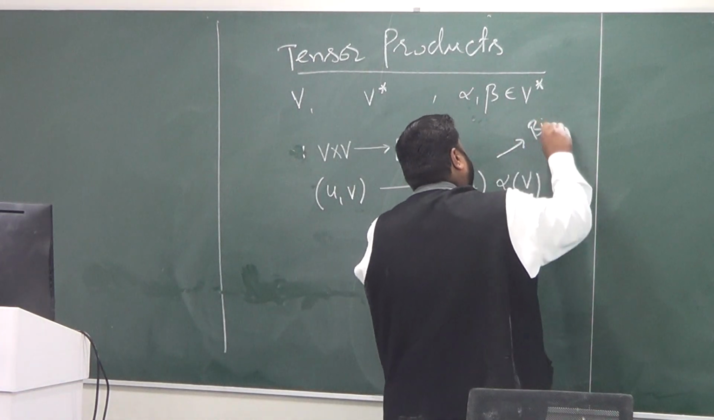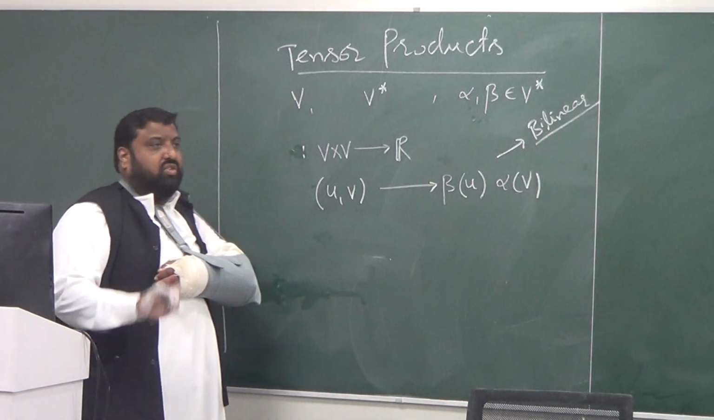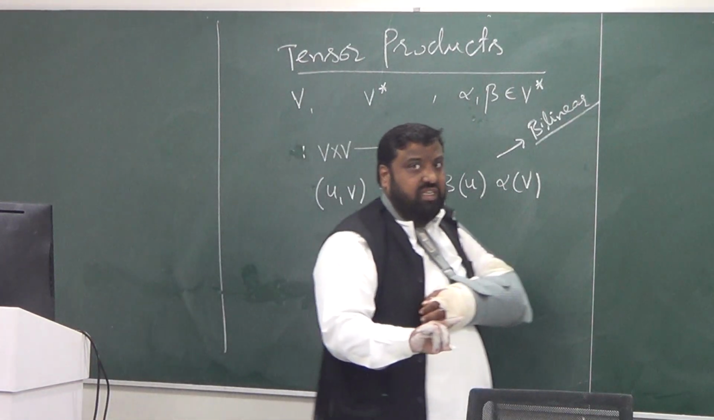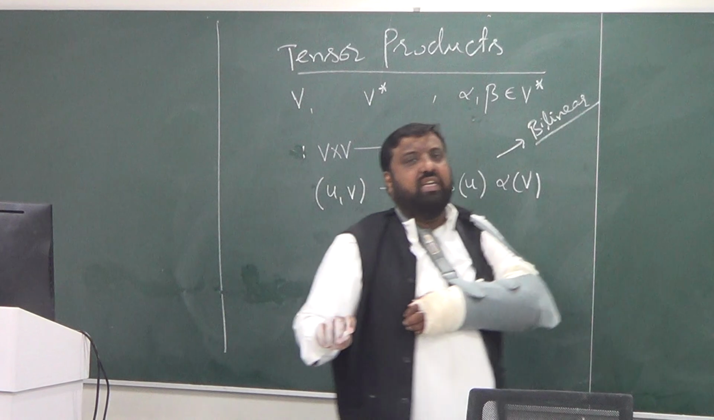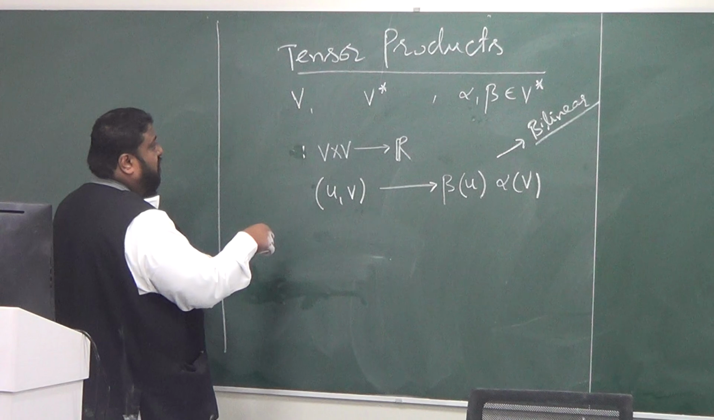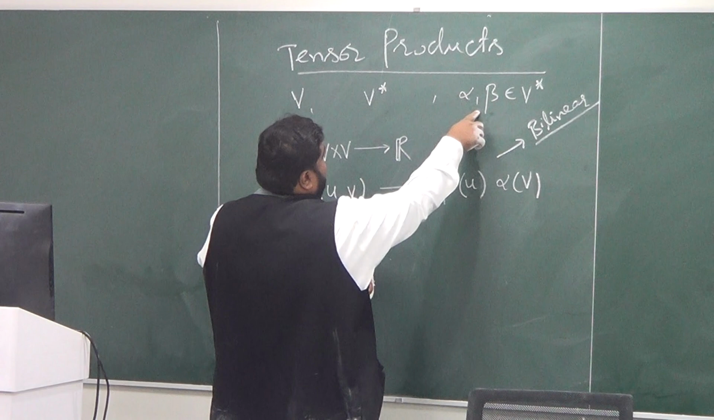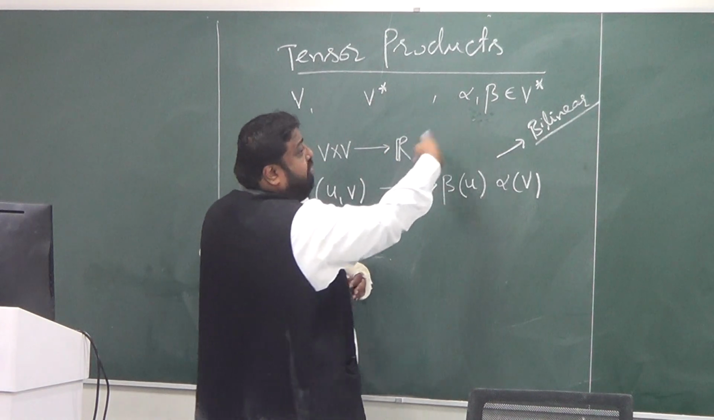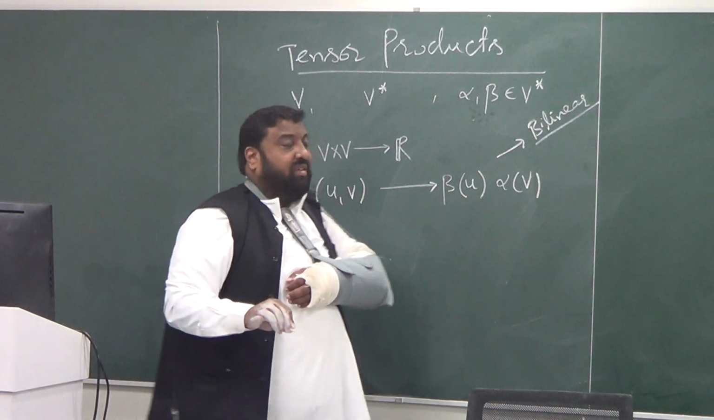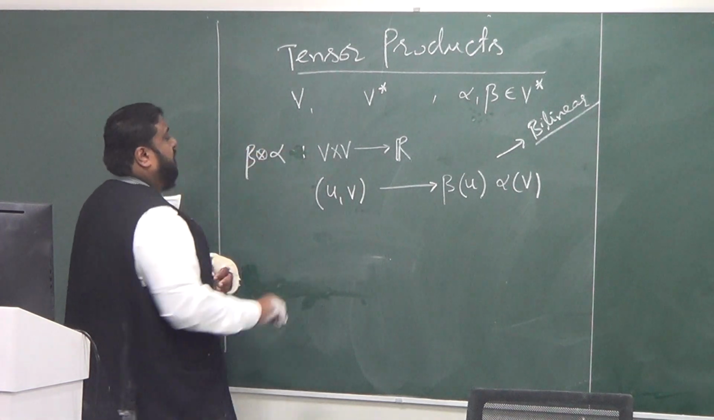Check this is bilinear. So we took two covectors and created a bilinear map. And let's give this bilinear map a name. Since the map is defined through beta and alpha, naturally beta and alpha should be there. But you are defining things on a product, so let's give it a name: tensor product.